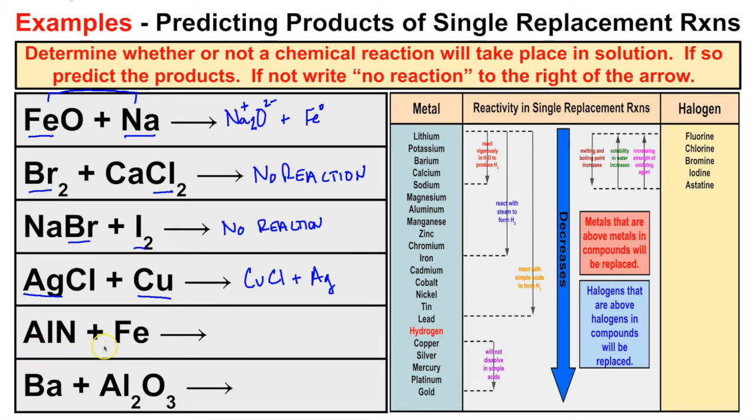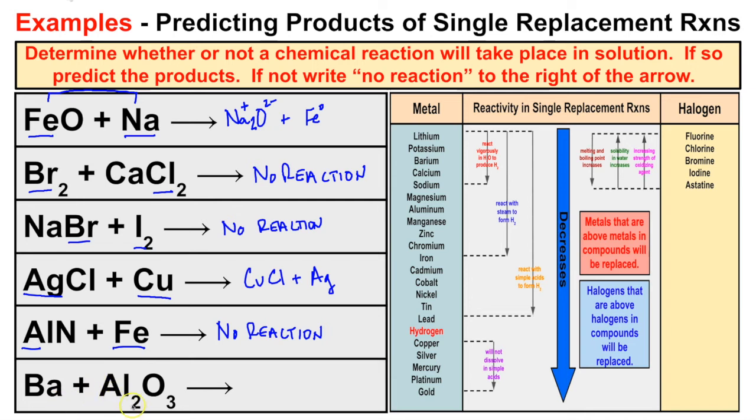Let's take a look at this one. We have aluminum nitride reacting with iron metal. Let's find out if a chemical reaction is going to take place here. Is iron above aluminum? Here is iron right here. Aluminum is above it, so no, a reaction will not end up taking place here. So no reaction is going to take place here.